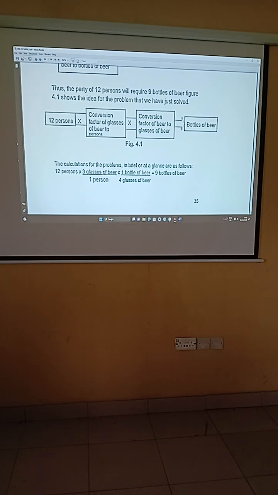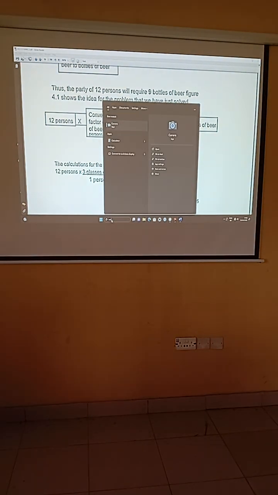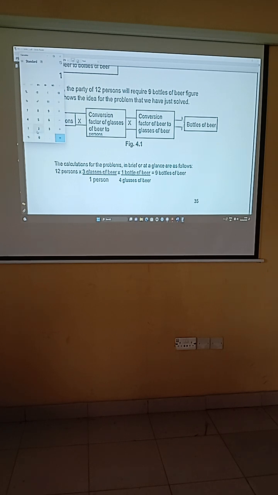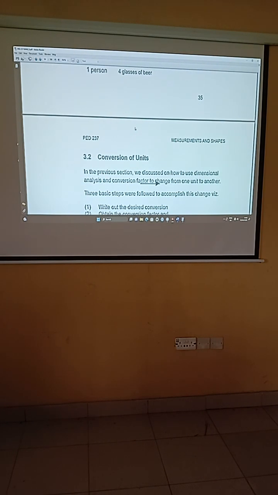Activating our calculator as usual. Just a minute. Okay, so let's perform that. 12 persons times 3 glasses times 1. We have 36 over 1 times 4, which is 4. So 36 divided by 4. We are going to definitely have 9. So that's how we got the 9 bottles of beer as shown. Alright? So that is that.